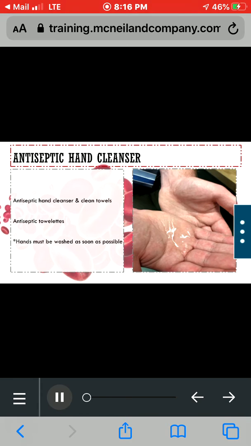If a hand washing station is not immediately available for employee use, then the employer must provide antiseptic hand cleanser and clean towels or antiseptic towelettes. The cleanser must be approved for use on skin and approved for use on bloodborne pathogens. If these cleansers or towelettes are used, then hands must be washed with soap and running water as soon as a hand washing station is available.